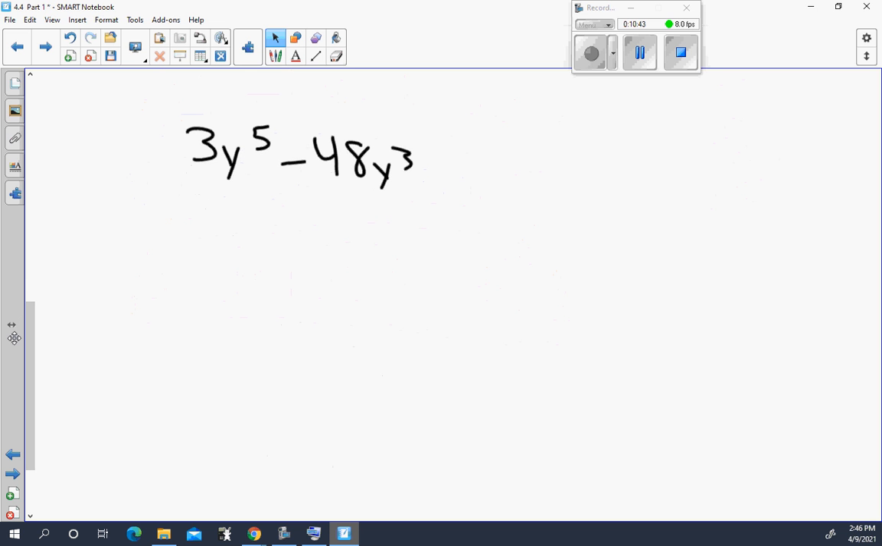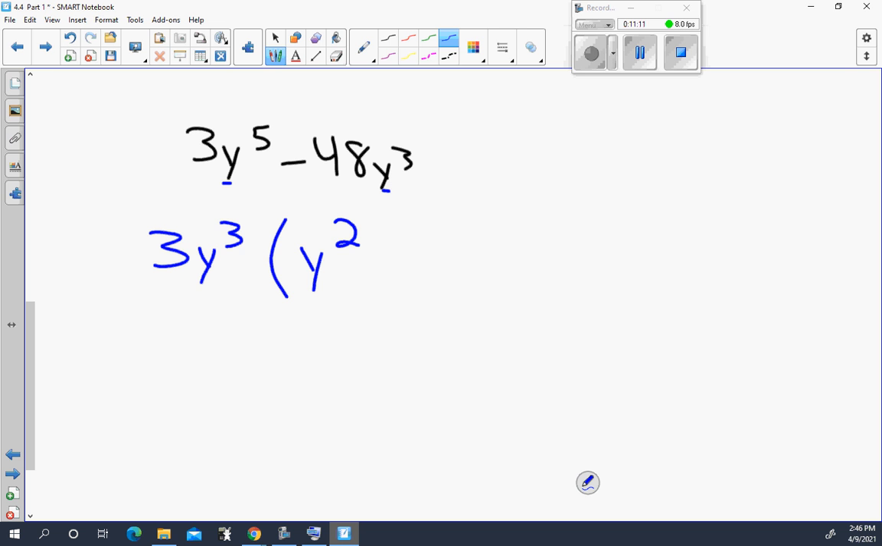Down here, what do both these terms have in common? They both have y's, and they're both divisible by 3. 48 divided by 3 is 16. So we can both take out a 3, and we can take out how many y's? This one has y to the 5th, this one has y to the 3rd. We can take out y to the 3rd. What would be left here? It'd just be y squared minus 16.